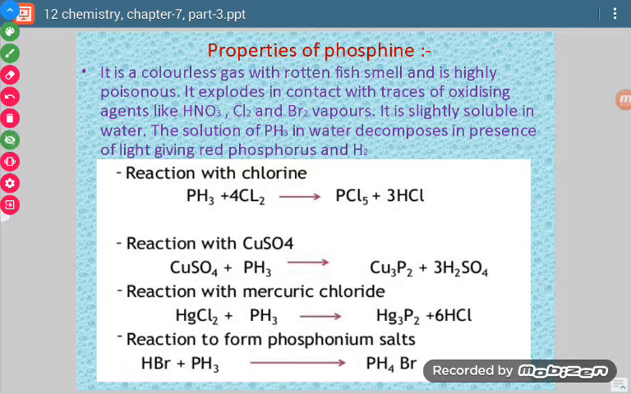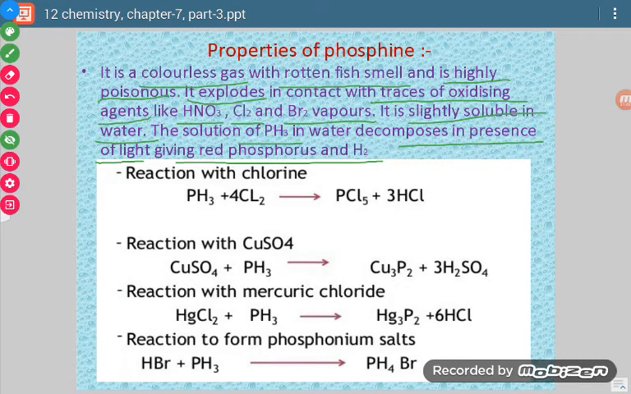Now what are the different properties of phosphine? It is a colorless gas with rotten fish smell, and it is highly poisonous in nature. It explodes in contact with traces of oxidizing agents like nitric acid, chlorine, or bromine vapors. It is slightly soluble in water. The solution of phosphine in water decomposes in presence of light, giving red phosphorescent hydrogen. Okay, so these are different properties of phosphine.